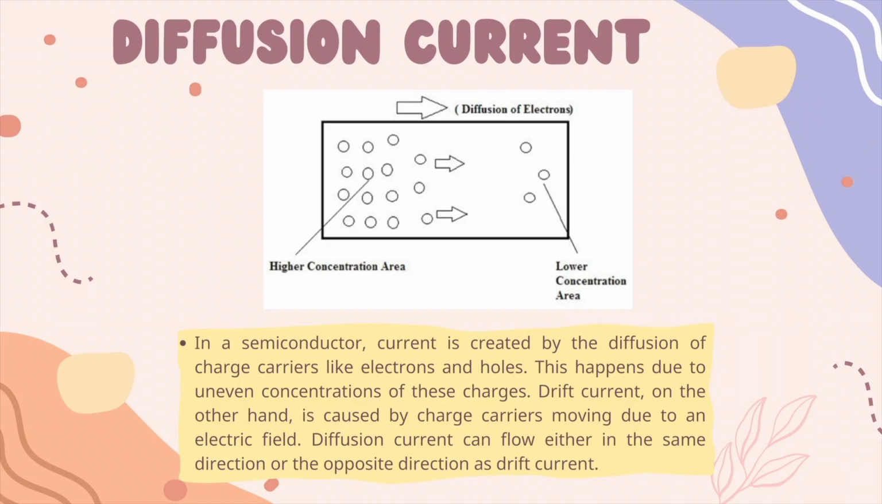Diffusion current. In a semiconductor, current is created by the diffusion of charged carriers like electrons and holes. This happens due to uneven concentration of these charges. Drift current, on the other hand, is caused by the charged carriers moving due to an electric field. Diffusion current can flow either in the same direction or the opposite direction as a drift current.